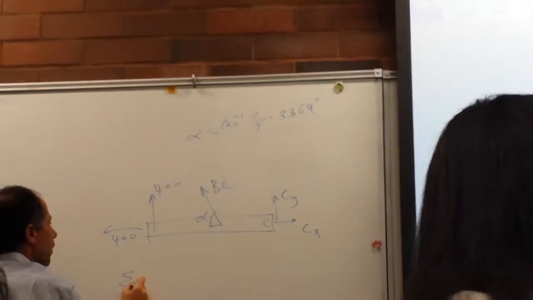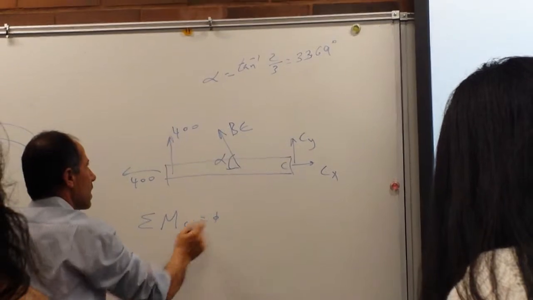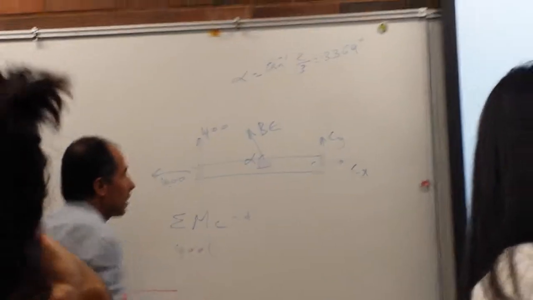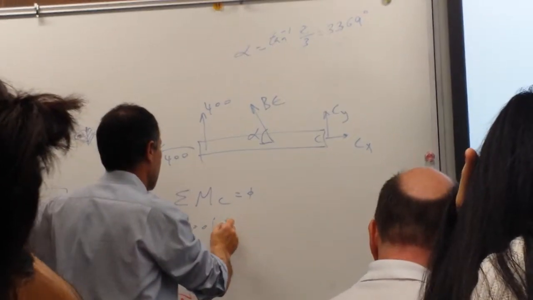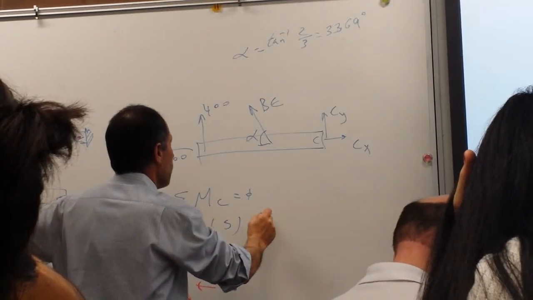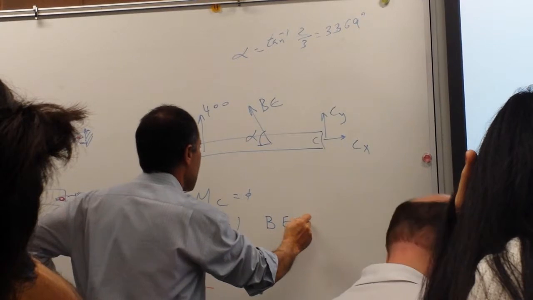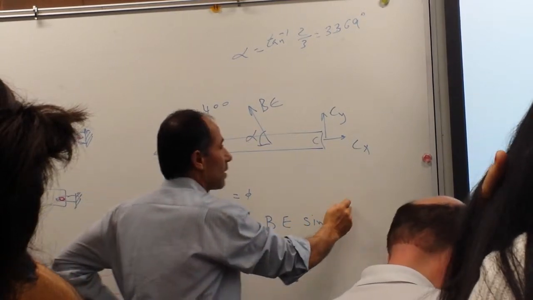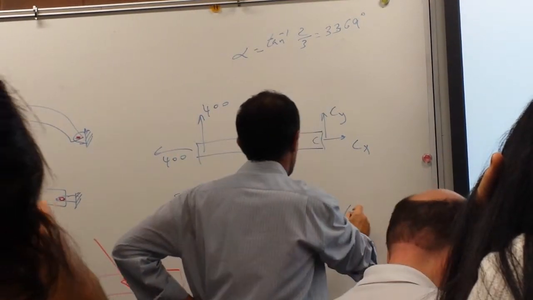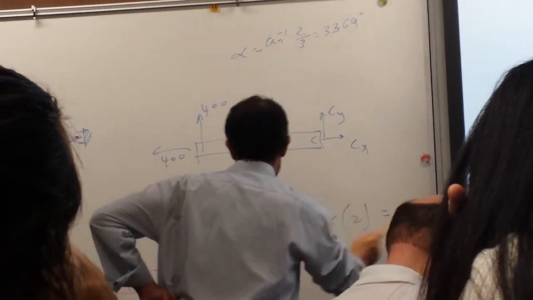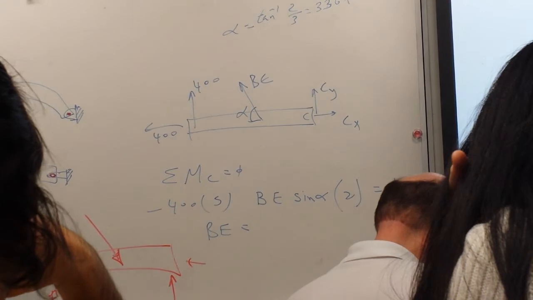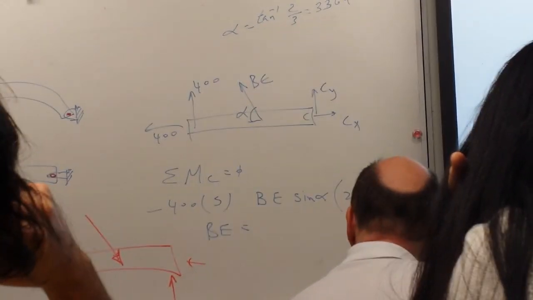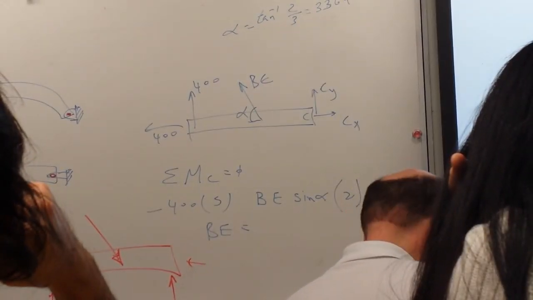Let's see here. Sum of the moment at C equals 0. I have 400 times 5, 5 is negative, BE sine alpha times 2 equals 0, or BE equals what? 2000 minus, how much?